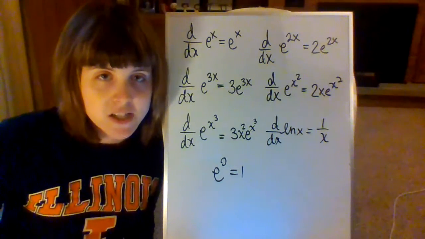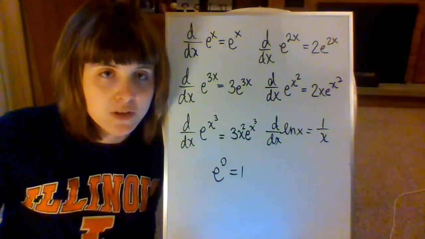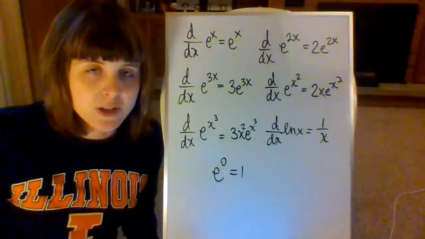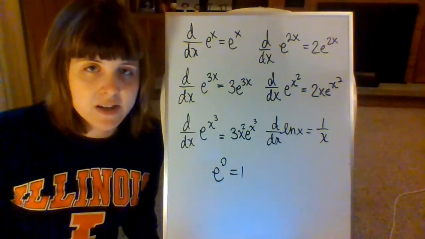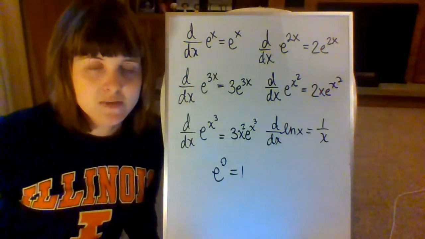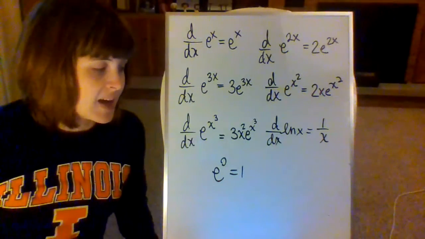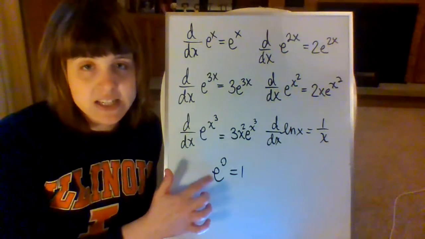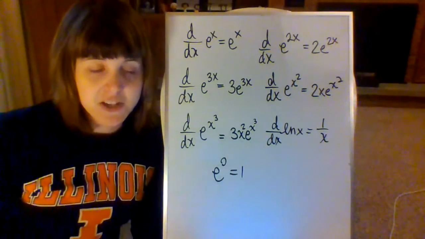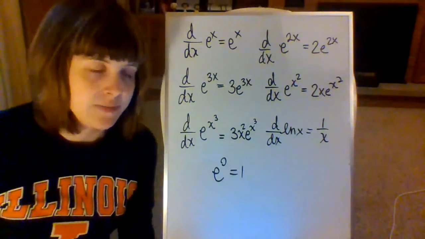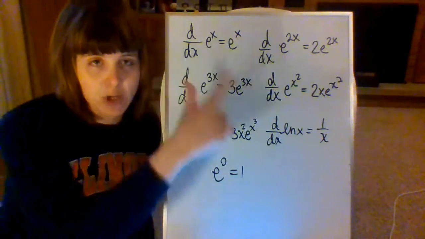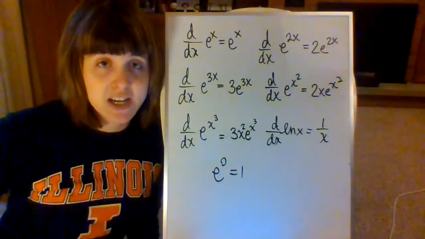So we're going to continue our lesson on L'Hopital's rule, and before we do that we're going to review the derivatives of some e to a certain power and then the natural log of x. And I also wanted to remind you that e to the 0 equals 1 because you're going to need those ideas for later. Okay, so I've typed all of this on your notes page for the day.